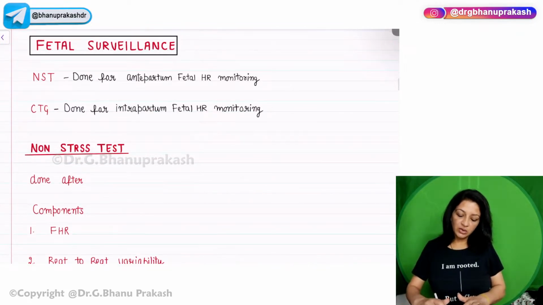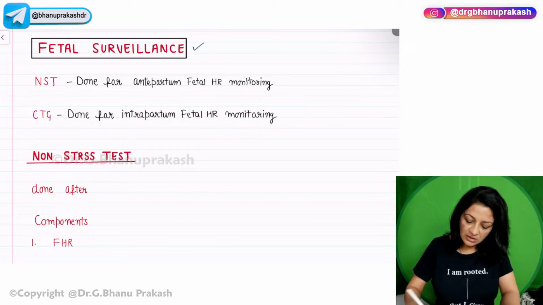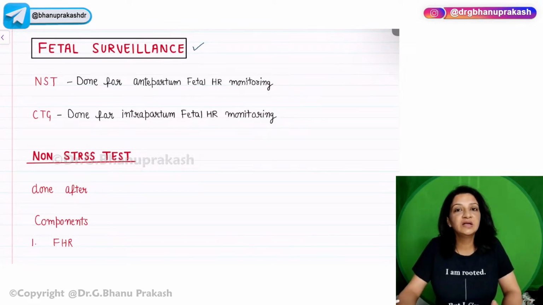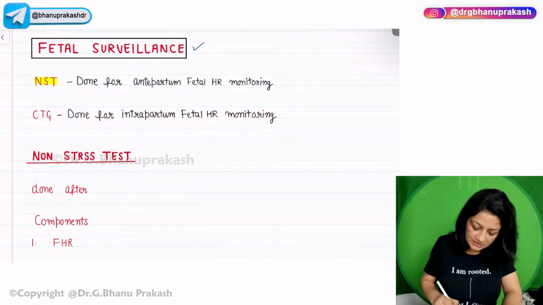So next important topic is fetal surveillance. Just we have to check the fetal heart rate. कि fetal heart rate कैसा है. So इसमें two components हैं, NST and CTG.